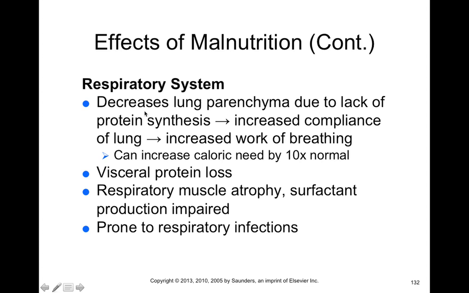So on the respiratory system, due to low protein intake, we see decreases in the lung parenchyma from lack of protein, and increased compliance of the lung, which makes it a little more difficult to breathe. And this can increase the caloric intake 10 times normal. You might need more protein than normal. You see visceral protein loss from other organs. Respiratory muscle atrophy and surfactant production can be impaired. And because of lack of surfactant, they're more prone to respiratory infections because surfactant actually has antimicrobial products. We know that surfactant breaks the surface tension of water, but it also breaks apart lipid membranes, including bacterial membranes. So surfactant's actually antimicrobial.